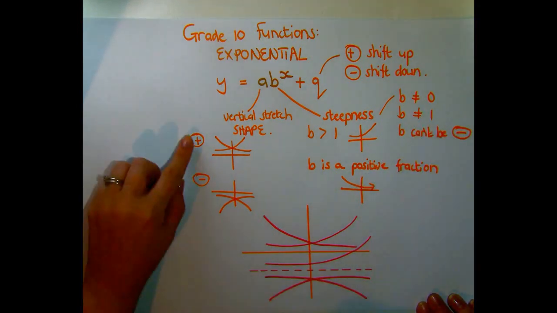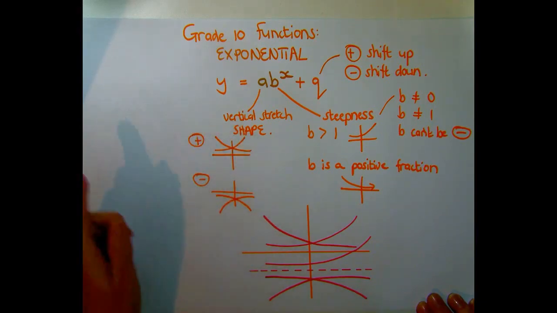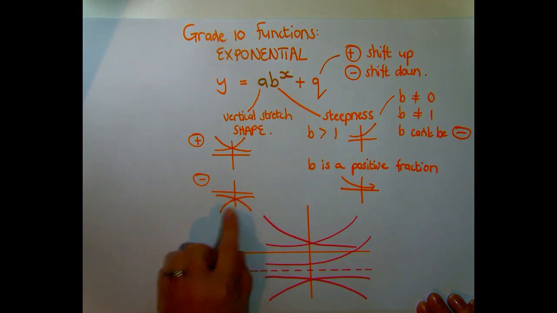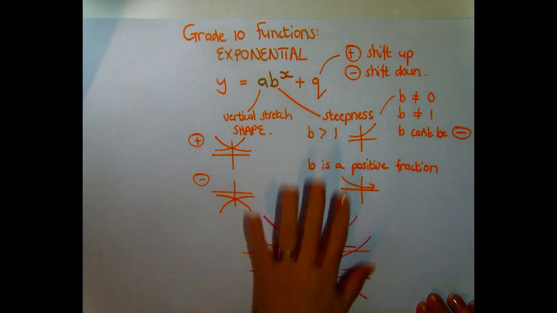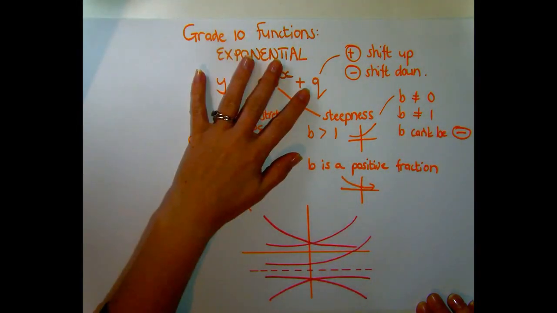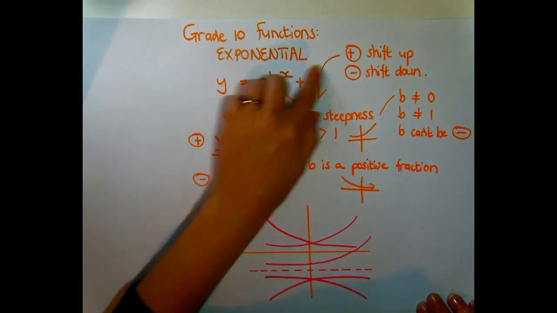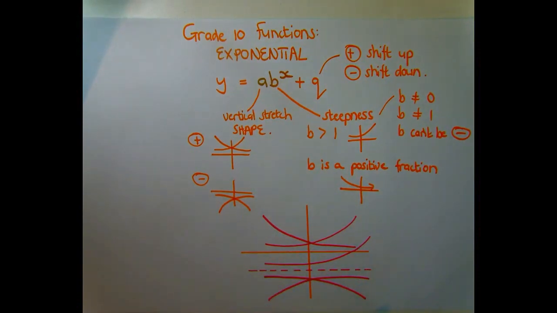Okay, so for a positive a value, you're going to have things that are on top pointing upwards, and for a negative a value, you're going to have ones that are on the bottom pointing downwards. Remember that your asymptote will dictate the shift of the graph. So if you're adding on numbers, you're going to have one of these graphs moved upwards, and if you're subtracting the q value, you're going to have a graph that shifts downwards.